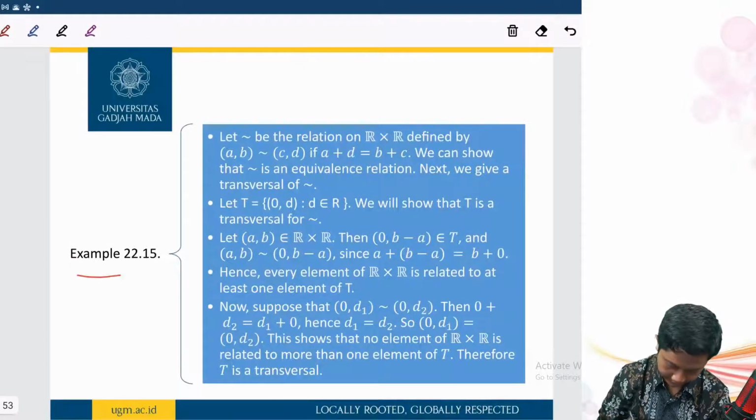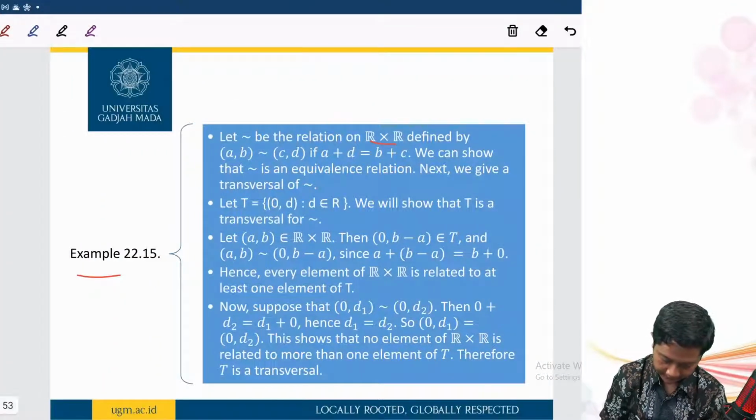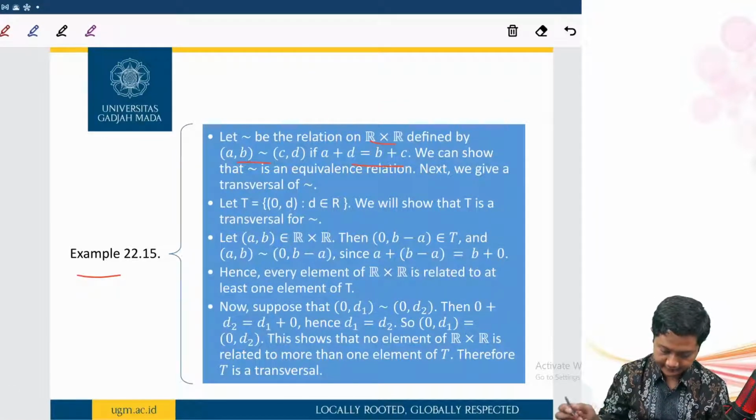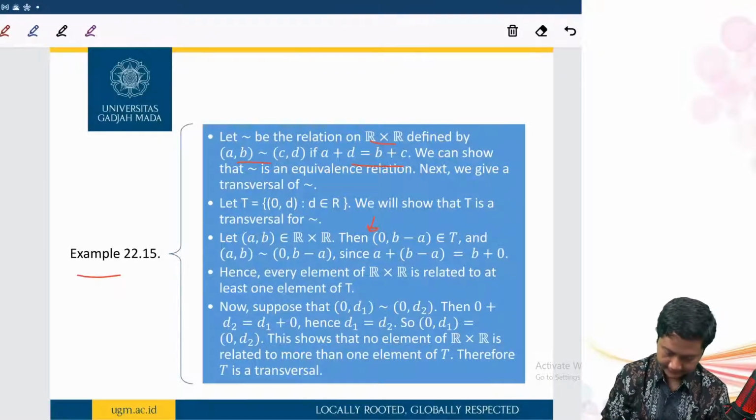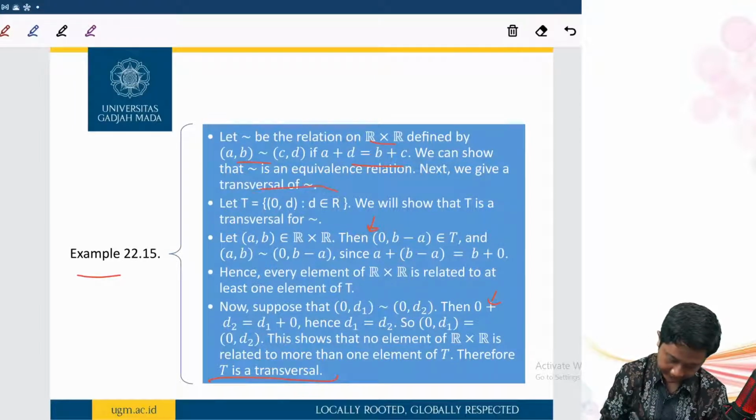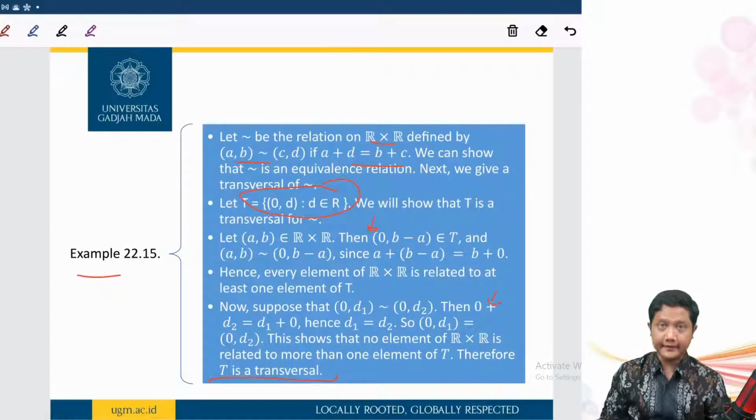Another example, when we have this relation on R cross R defined by this, what is the transversal? Check again. We make sure that every element of R cross R is inside one class, and then we check the uniqueness, and we see that our T is here. We can show that it is a transversal. Okay, maybe that's all for this video.